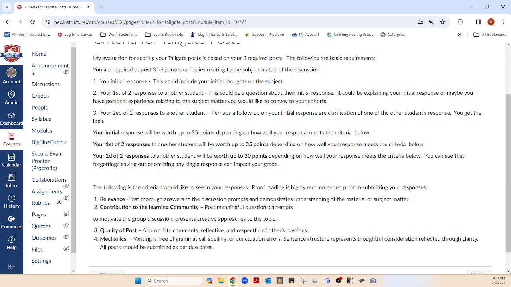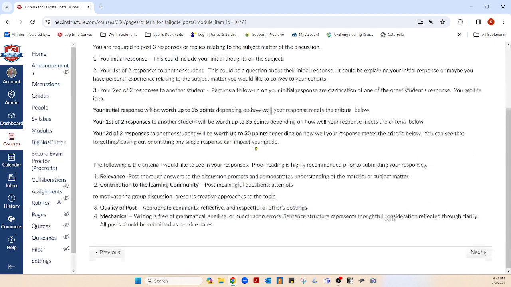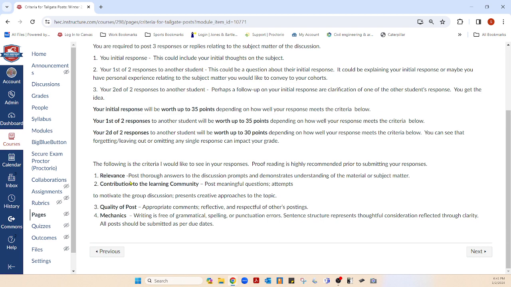Make sure you understand how you're awarded points, and be sure and have all three responses. There's an initial, a first, and a second response in every single tailgate. If you leave one of those out, you're subject to lose either 35 or 30 points. And losing 35 points puts you below 70, which is failing. You don't want that. You don't have to settle for that. You're better than that.